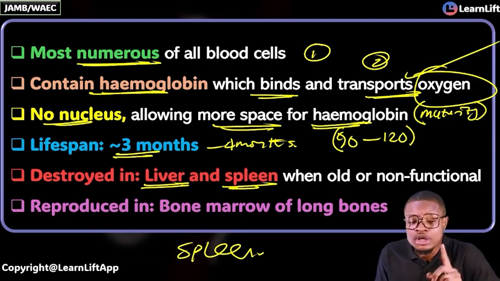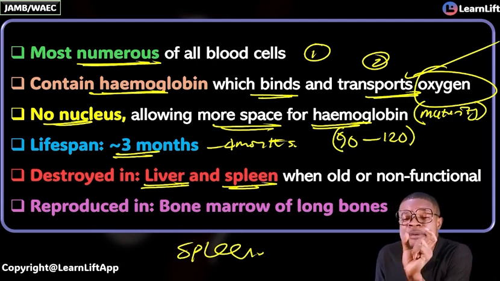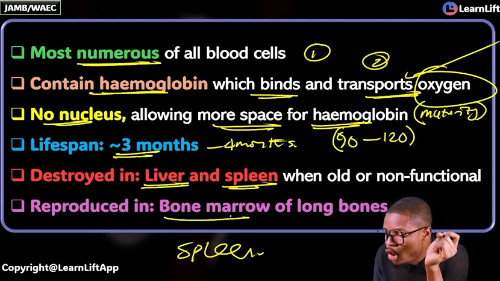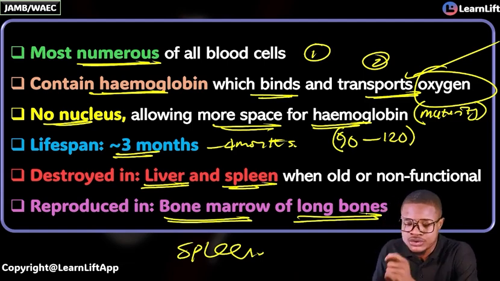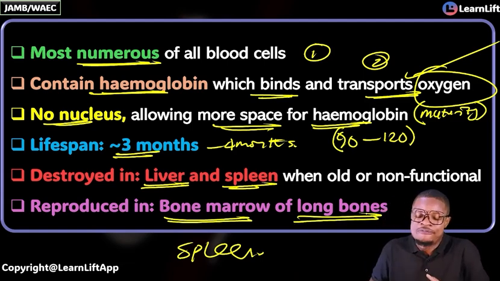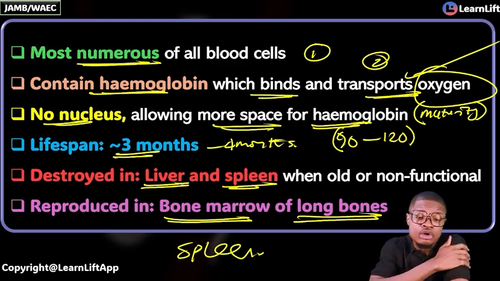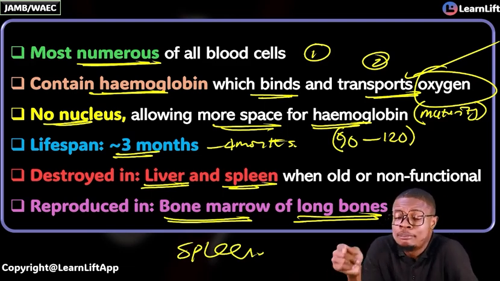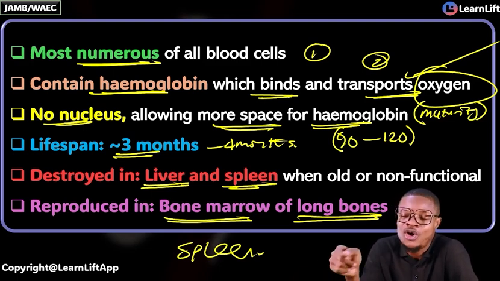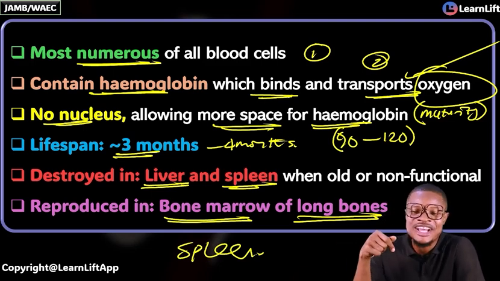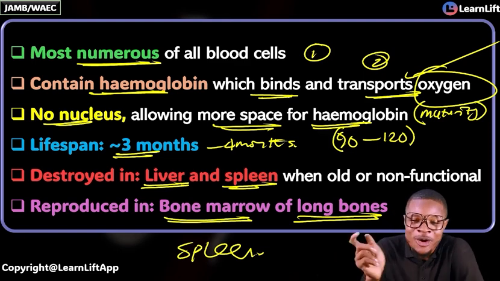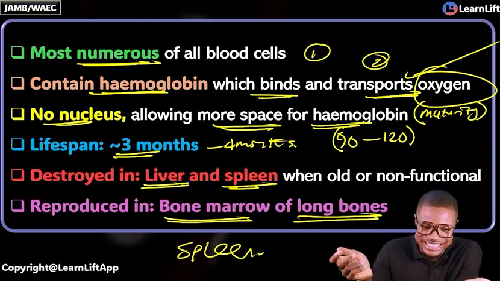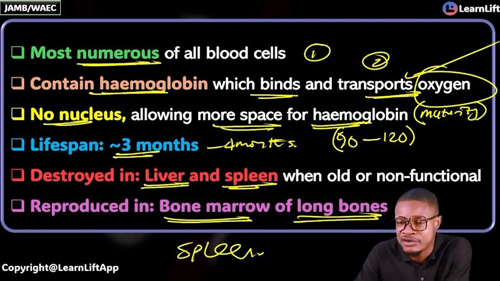Another thing is this: your red blood cells, where are they produced? They are produced in the bone marrow of long bones, like your femur, your humerus, all those long bones. Where are red blood cells produced? Bone marrow of long bones, or long bone marrow. You are correct. So I've given you 6 characters of red blood cells.